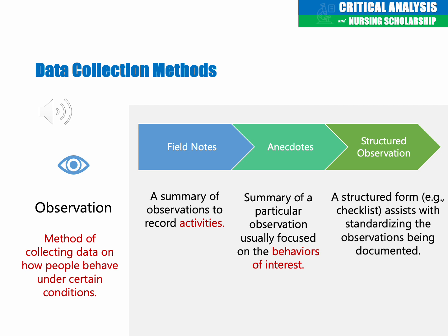When we talk about observation, there are three common ways in how you collect data. It could be field notes. Basically, these are summary of observation to record activities. And field notes normally provides rich and narrative details of observed events. It could be also anecdotes, which contain short descriptive summary of observation, specifically focusing on behavior of interest. Or it could be structured observation using checklist to assist in standardizing the observation documented.